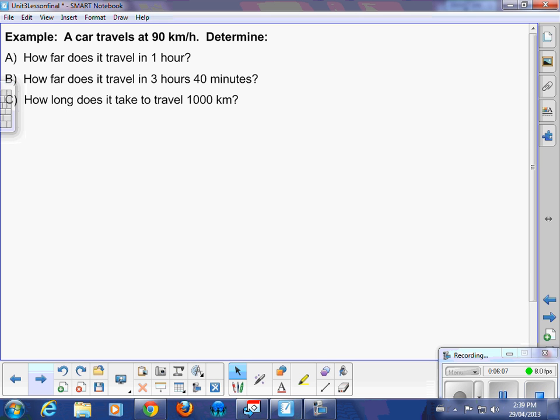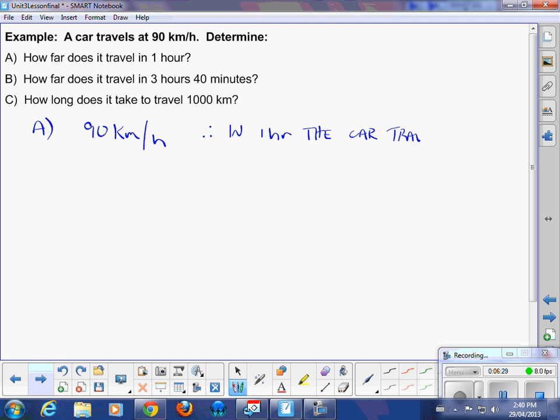Okay, so example. The car traveled at 90 kilometers per hour. So we're answering 3 parts here, A, B, and C. So A part, how far does it travel in 1 hour? Well, if you know your speed is 90 kilometers for every hour traveled, then therefore, in 1 hour, the car traveled 90 kilometers. It's just reading the unit rate. That's all this question's doing. So we're just reading our unit rate.